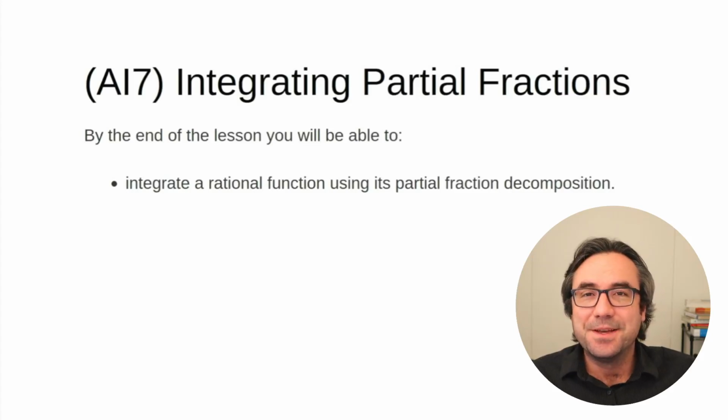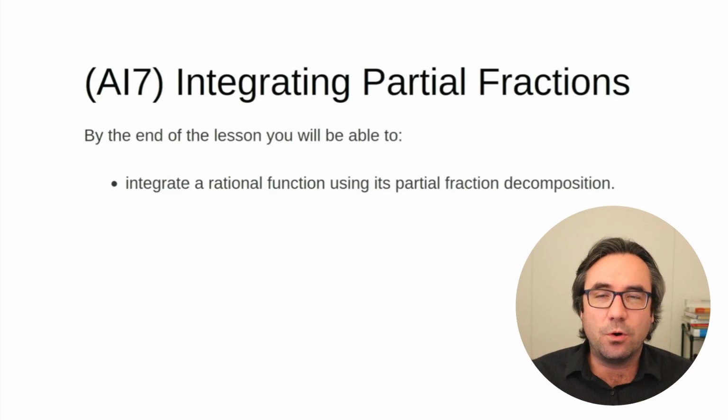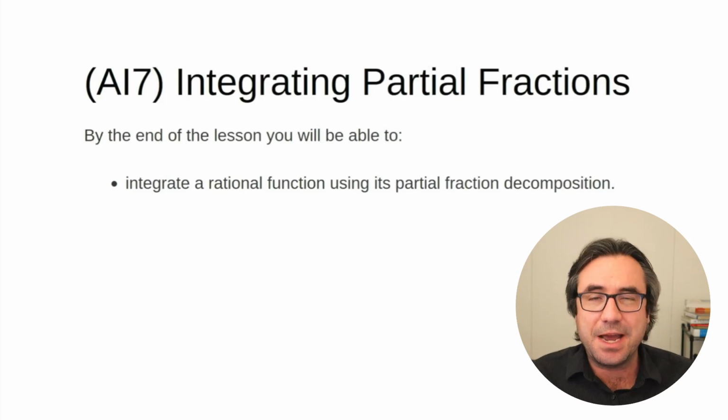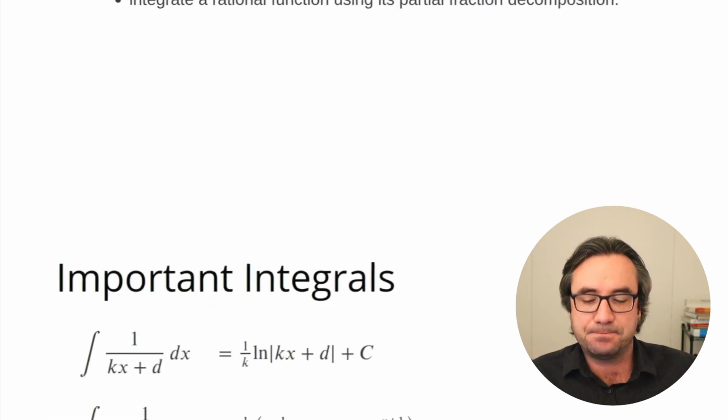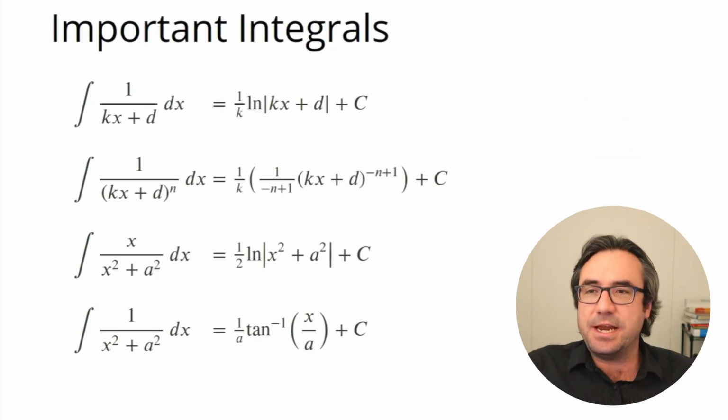Welcome, everyone. For today's prep, we're going to look at how to integrate partial fractions. So we've seen how to take a rational function and break it apart into a whole bunch of little fractions called partial fractions. And now we're going to see how we take each of those little fractions and integrate it. It really comes down to four special cases. So I have them listed here. Let's talk a little bit about each of these.